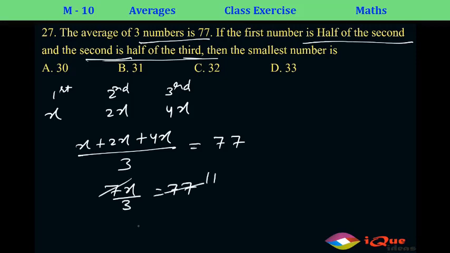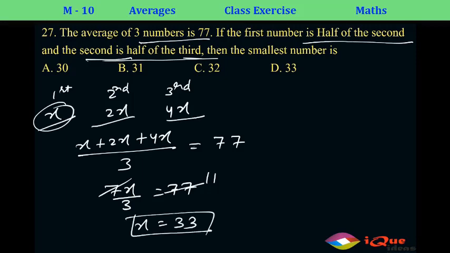7 cancels 77 11 times, so x is equal to 33. Now x is the smallest number, as you can see, x, 2x, 4x. So x is the smallest number. So the smallest number is 33, which is option D. That is the correct answer. Let's move on to the next one.